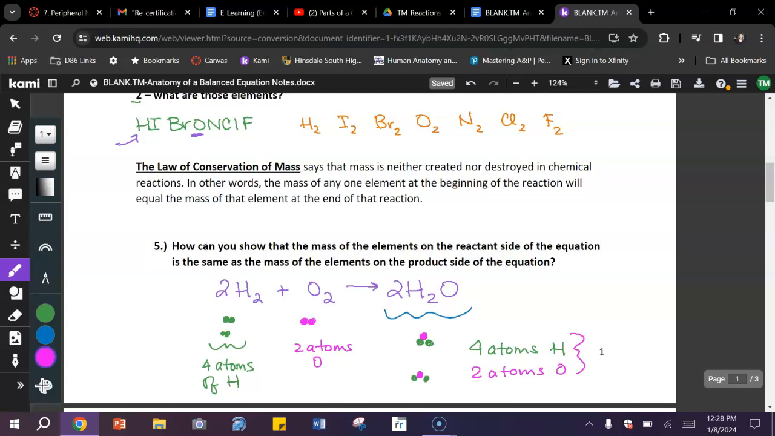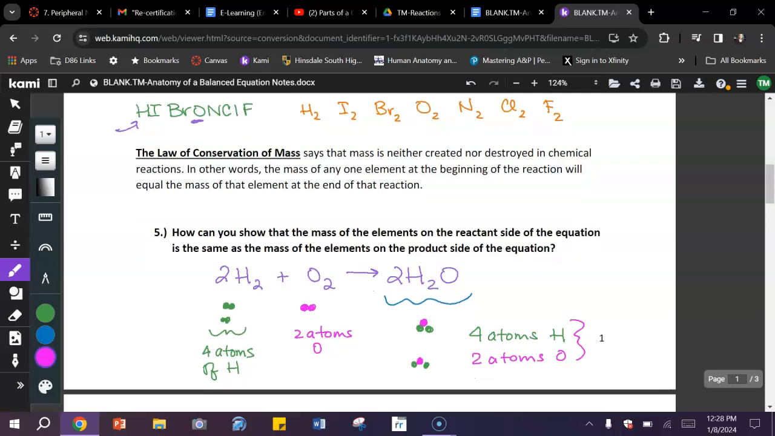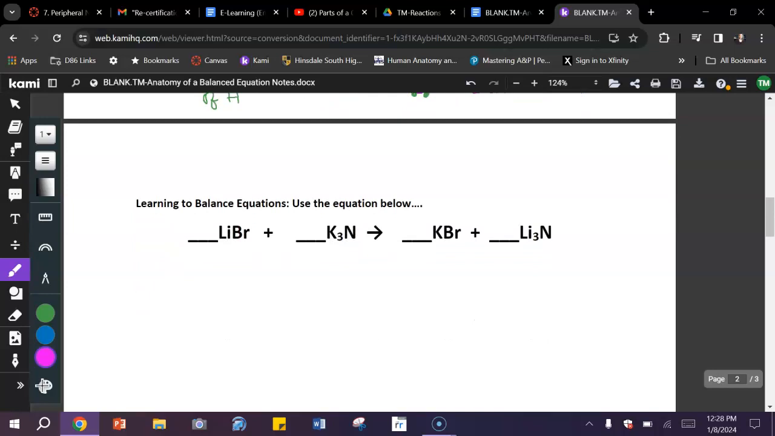And that's what the law of conservation of mass says. So in order to follow the law of conservation of mass, we need to ensure that our chemical reactions are balanced. So let's take a look at what we need to do in order to balance chemical reactions.